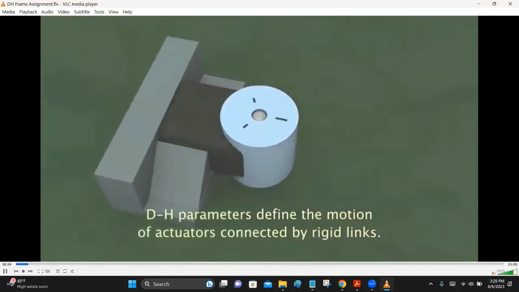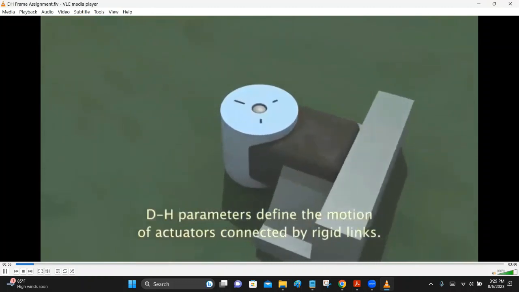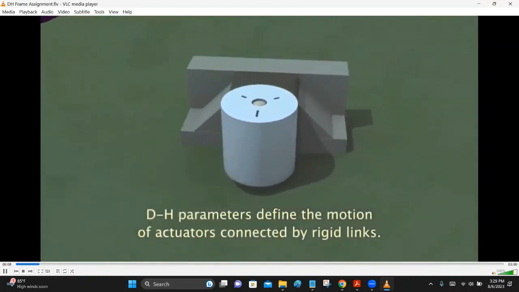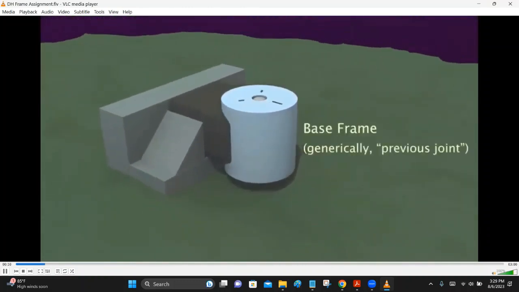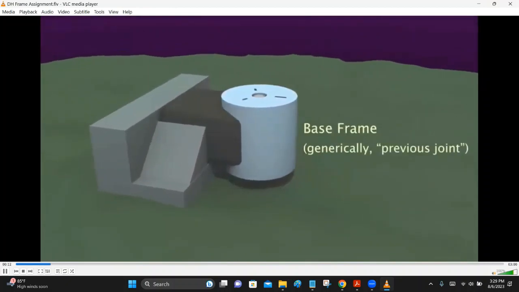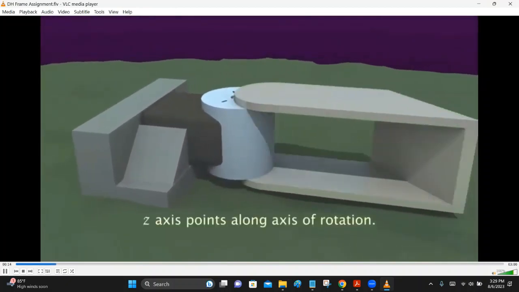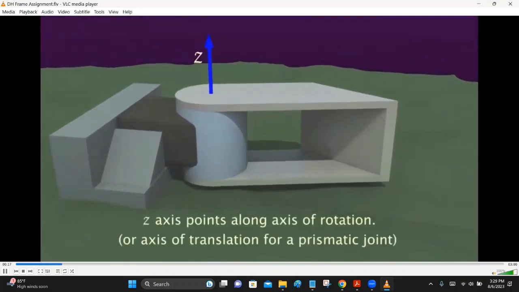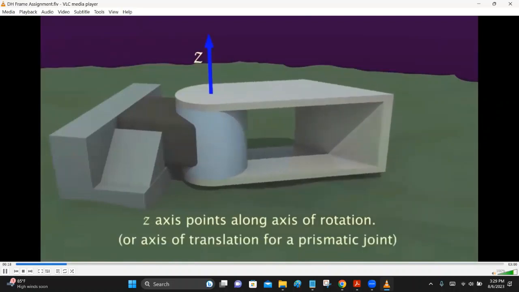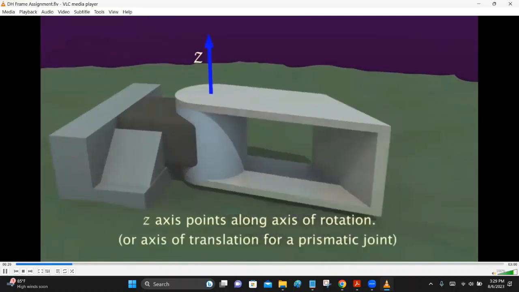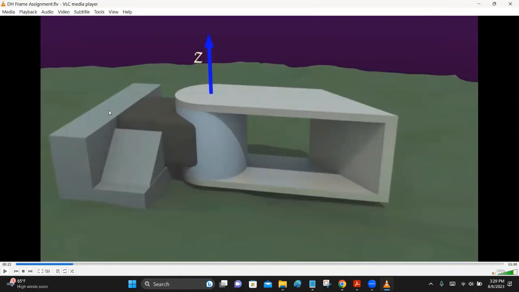Denavit-Hartenberg parameters allow you to succinctly describe the motion of a series of rigid joints. This is useful for efficient calculation of forward and inverse kinematics. The process begins by defining the z-axis, along the axis of rotation for revolute joints, or the axis of translation for prismatic joints.